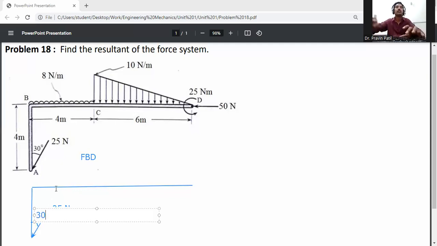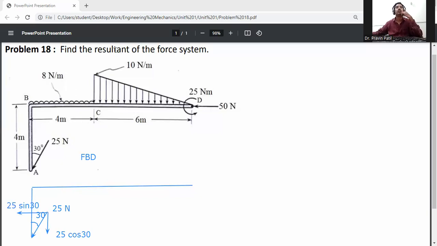That 30 degree angle force is resolved in two directions, one in x and the second in y direction. The angle is with respect to y, so it will be 25 cos 30. Then on the x-axis it will be 25 sin 30. Then at B to C there is a UDL load.